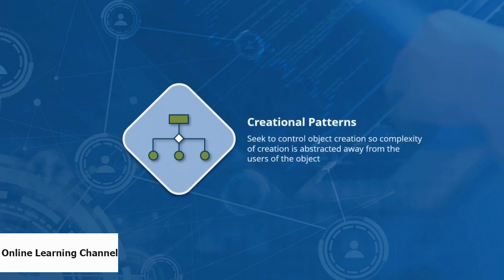This is where we seek to control object creation, so the complexity of creation is abstracted away from the users or clients of the system. You might want objects to be created with a certain number of default properties. You might want objects to be built up in a step by step manner. You might want just a few instances of the object to exist within your program. All of this is possible using creational patterns.